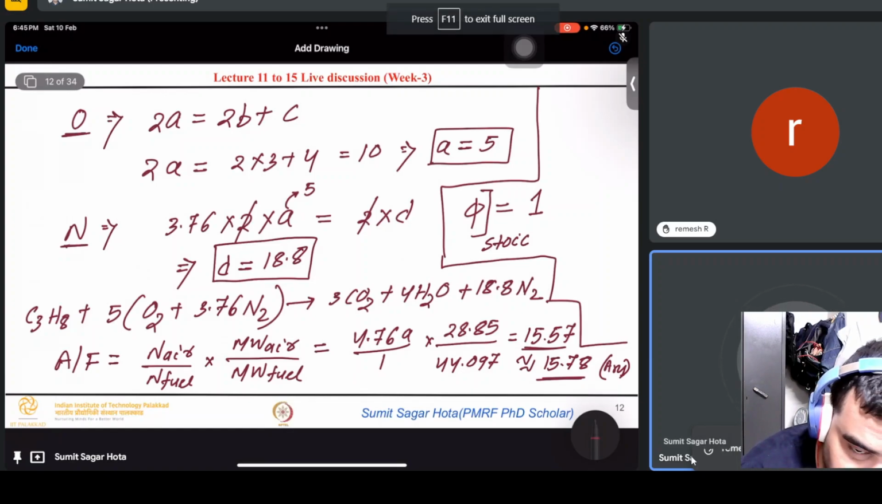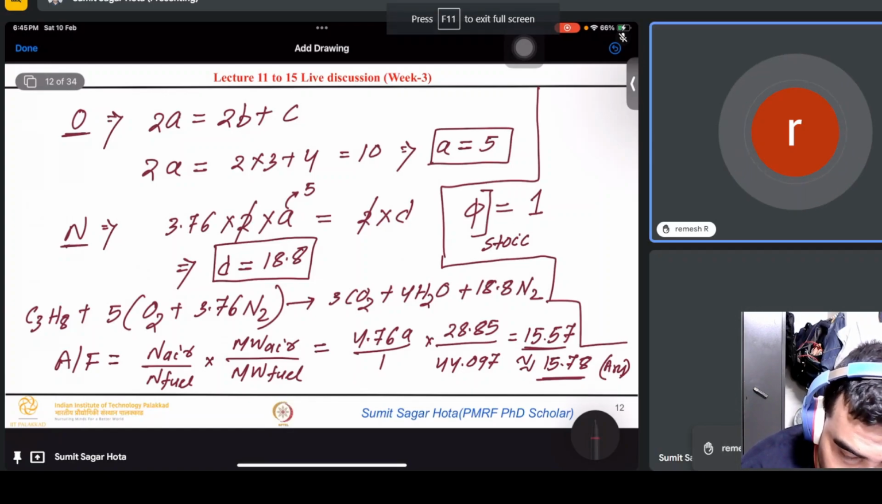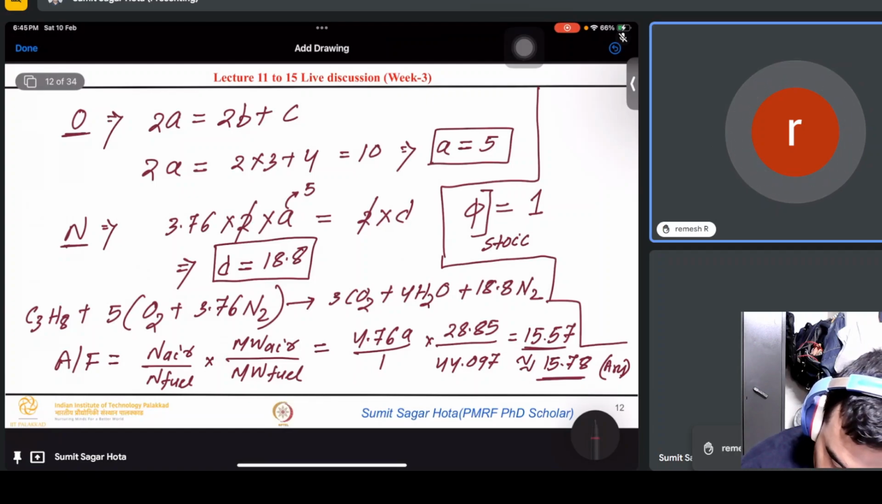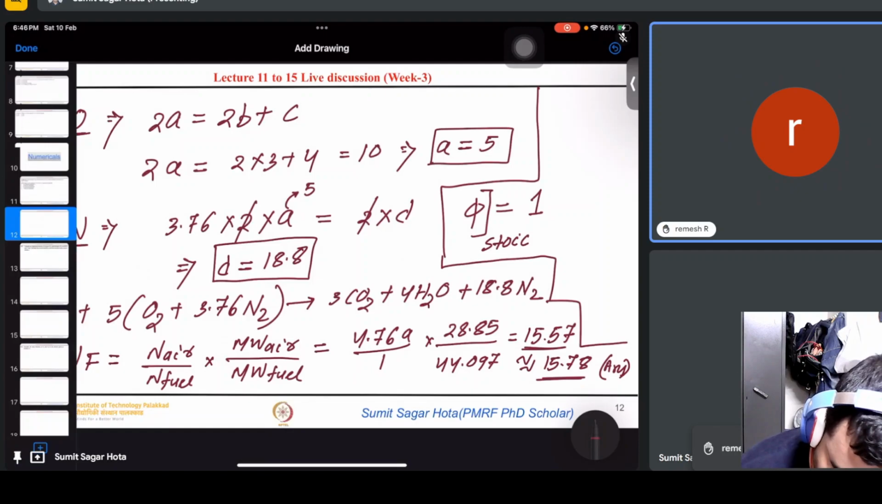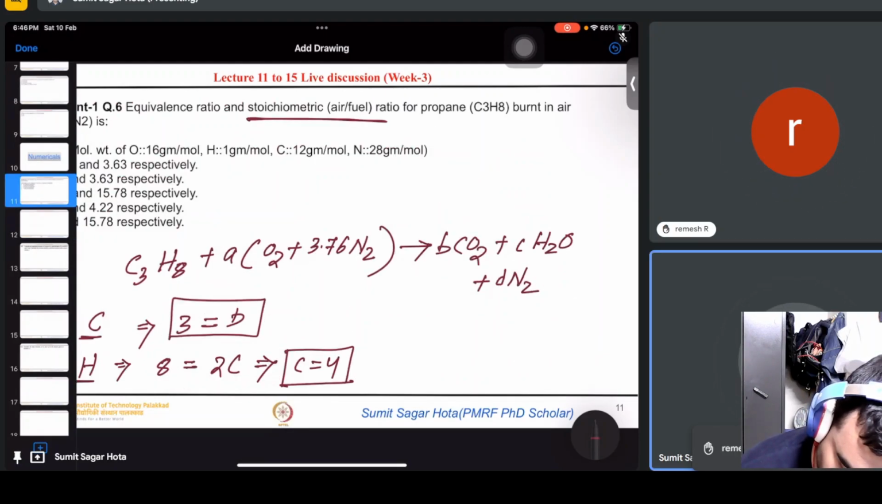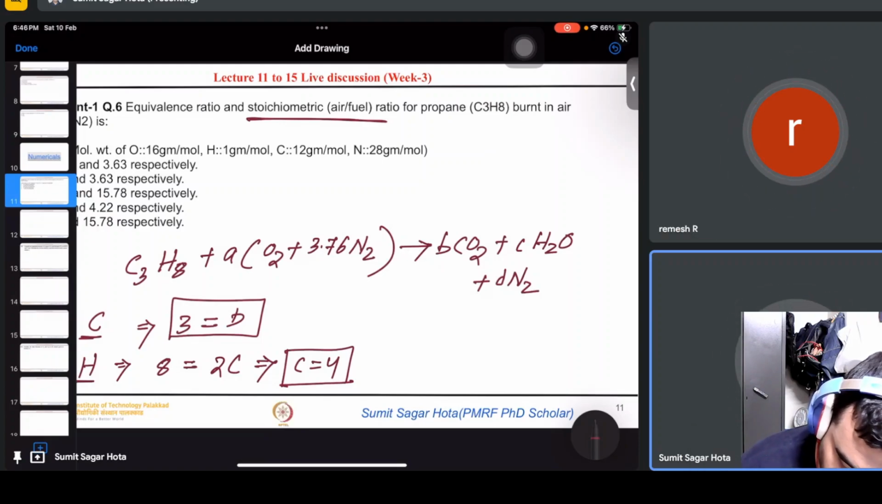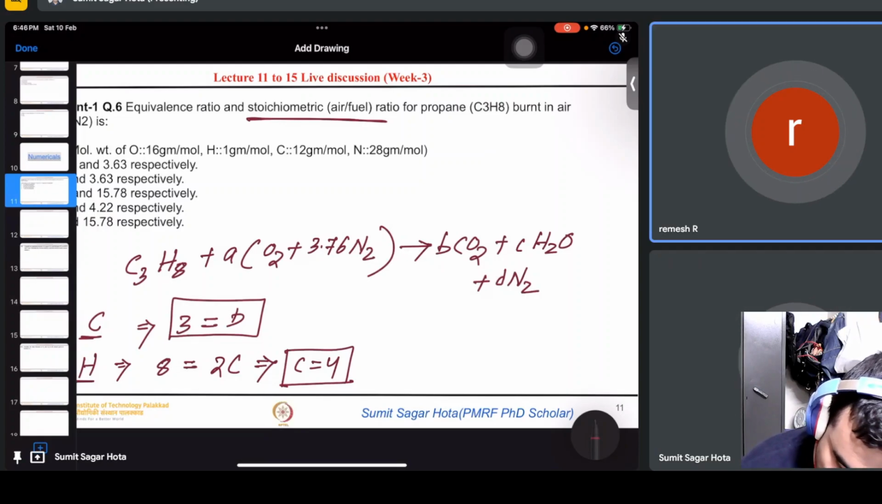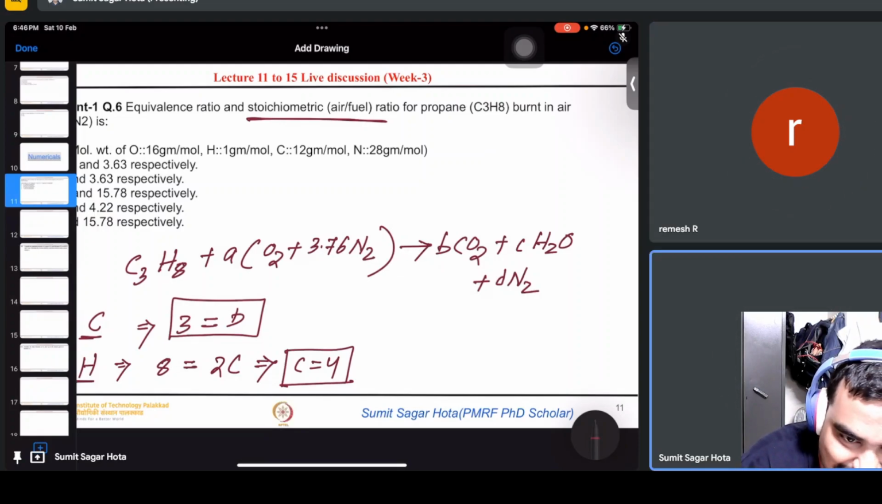Yes, Ramesh asked: Sir, nitrogen in the question is given as 28 molar weight. Is it correct, or is it 14? It's actually wrong, it should be 14. It cannot be 28. Anyhow, I don't also check all these things, what is correct. Okay, sir. That's also a good point. Yeah, it should not be 28. It's 14.